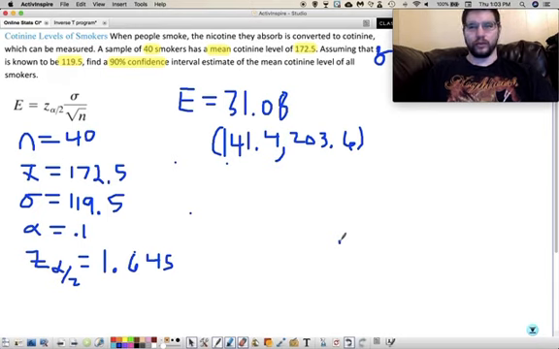Quiz will be tomorrow. Make sure you know how to do all these problems. Make sure you know the difference between a Z and a T. Make sure you know the conditions for being able to actually do these problems. If it doesn't say it's normally distributed on the quiz, check it. Make sure n is greater than 30. If n is not greater than 30 and it's not normally distributed, you can't do it. All right, that's it for today.